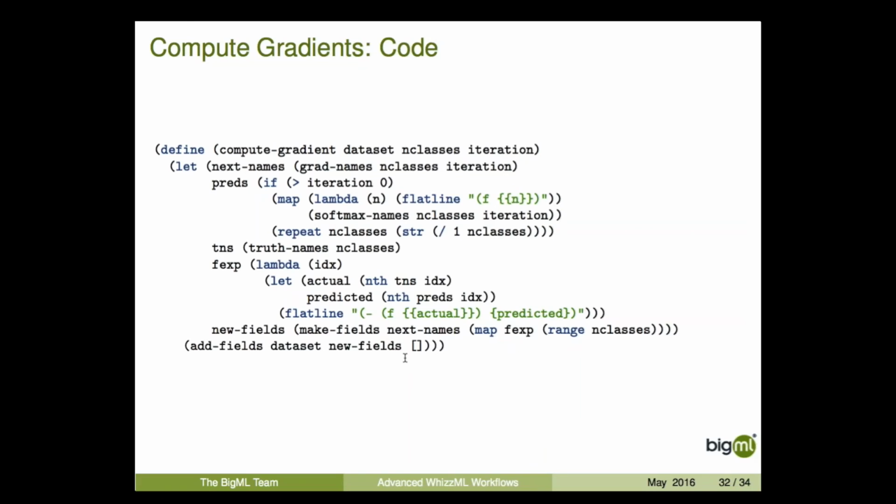So again, one of the nice things about this is that we haven't had to touch the data at all here. We've computed this function that generates these flatline expressions, and then we just call BigML and say, add these to my data set. And so we do no explicit or implicit iterating over the data in this function. We just compose essentially a fancy API call to BigML and let BigML do the iterating over the data for us.